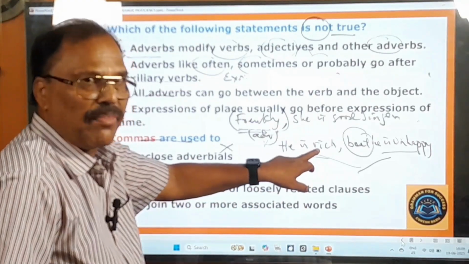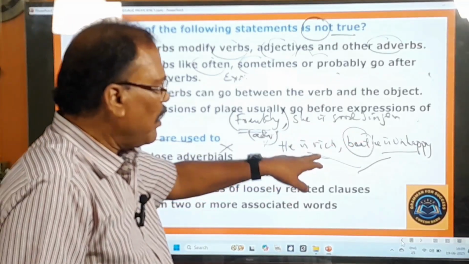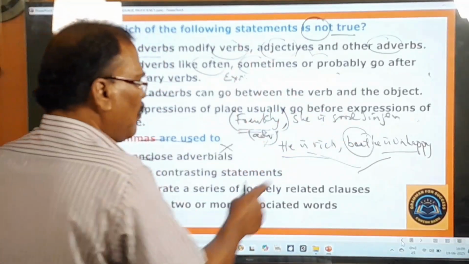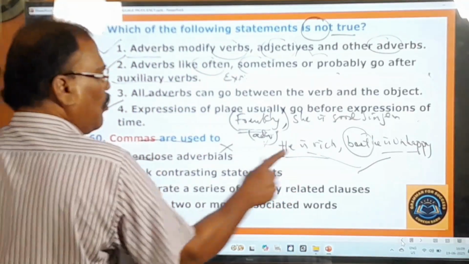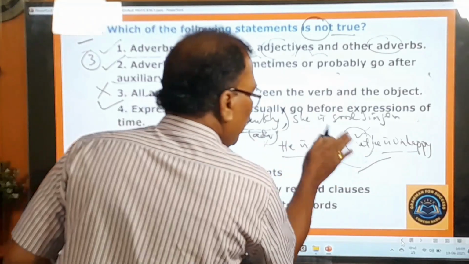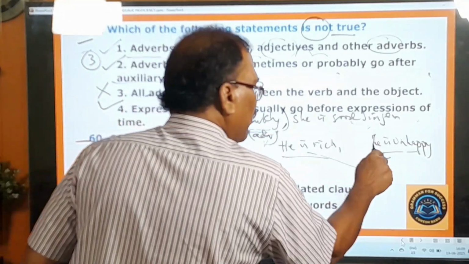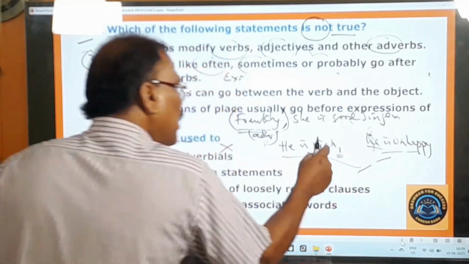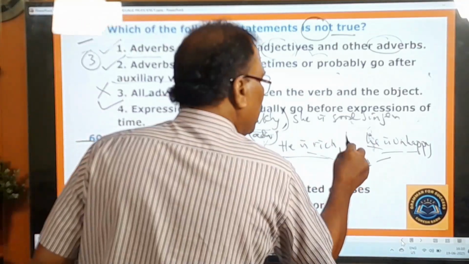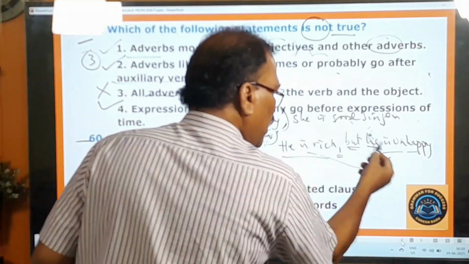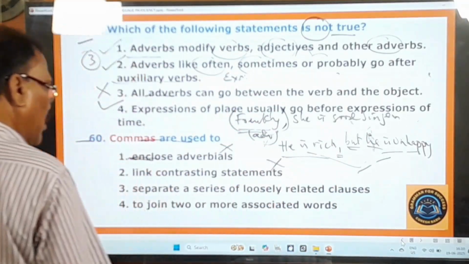He is rich, because all the rich people must be happy. But here he is rich, even then he is unhappy. That means these two are contrasting statements. And commas don't link them. If the conjunction is not there, will it be all right? If I say he is rich, comma, he is unhappy, though there is a comma, it is not linking these two contrasting statements. Only this conjunction is linking these two statements. So therefore, link contrasting statements, that is also wrong.